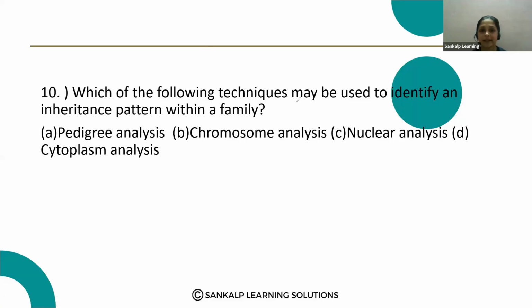Which of the following techniques may be used to identify an inheritance pattern within a family? So, how disorders or some characters are inherited in a family. The options are pedigree analysis, chromosome analysis, nuclear analysis, and cytoplasm analysis. Here, the correct answer is pedigree analysis. The pedigree chart is helpful to identify the inheritance pattern within a family. Option A is the correct answer.